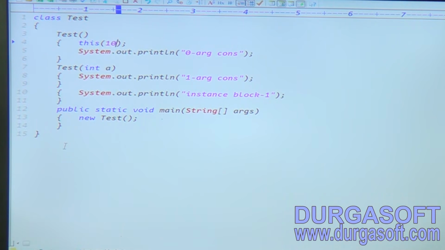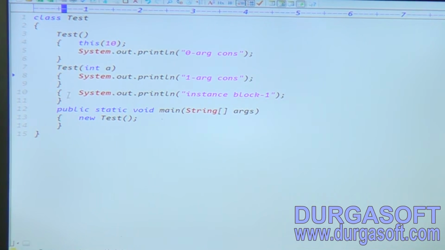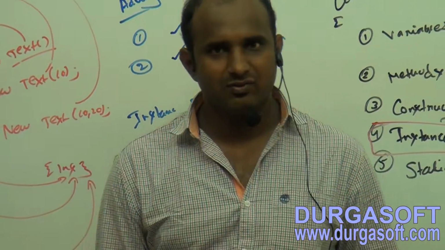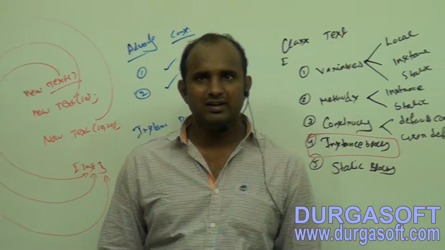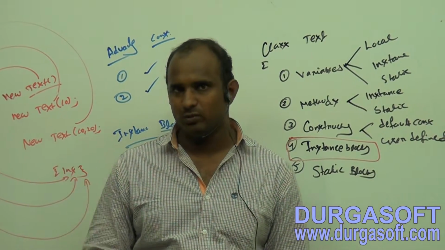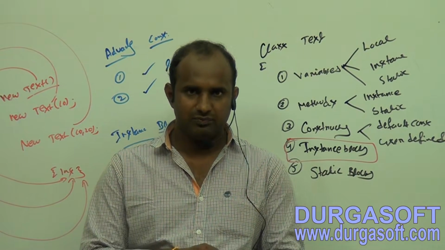Very important interview question. What is the output? How many constructors are executed here? 2 constructors are executing, and 1 instance block is there. Tell me, what is the output? It is a very important question for the 5+ and 6+ experience guys. How many constructors did I declare? 2 constructors, 1 instance block. How many objects did I create? 1 object. What is the output?